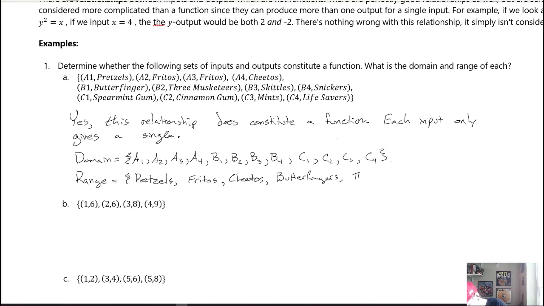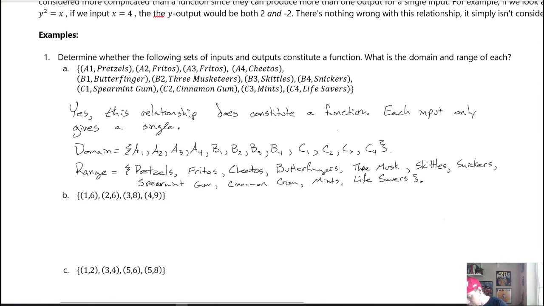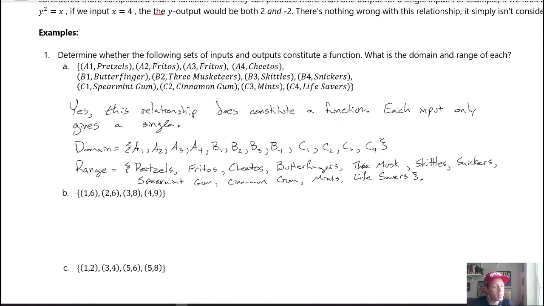We've got Three Musketeers. Got Skittles, we've got Snickers, we've got spearmint gum, we've got cinnamon gum, we've got mints, and we've got lifesavers as all of the possible things we could get out of this machine. And that's it. We've got our domain, we've got our range, we've determined that yes, this is a function.